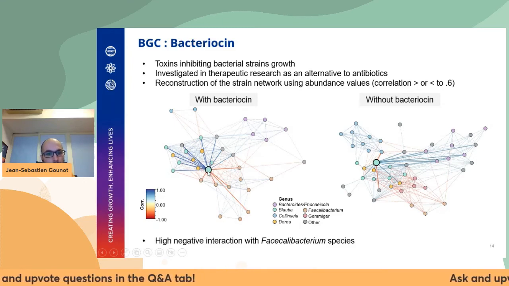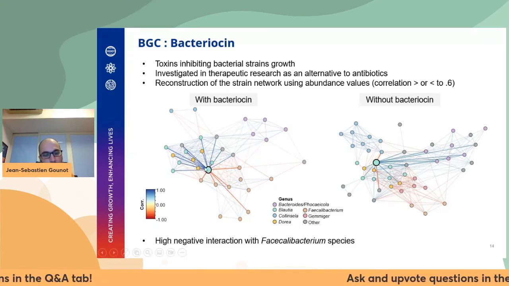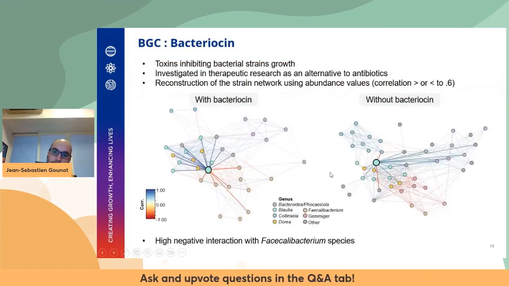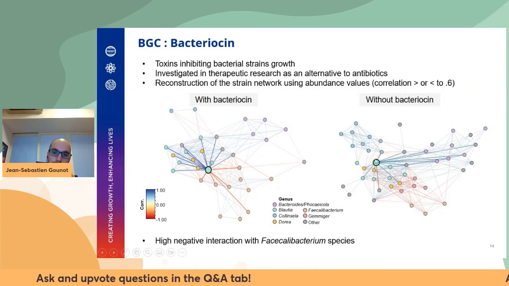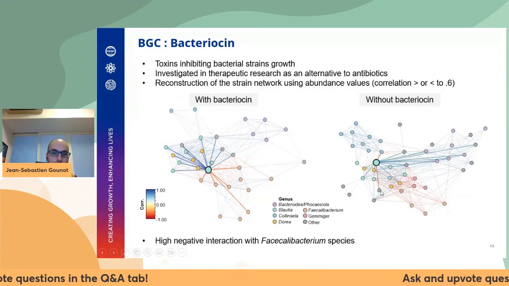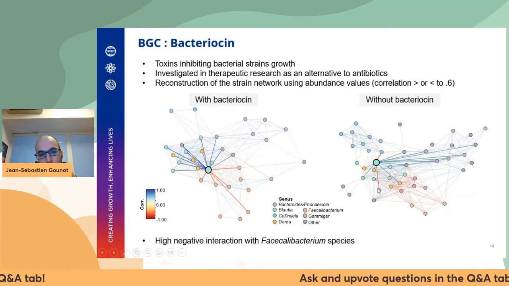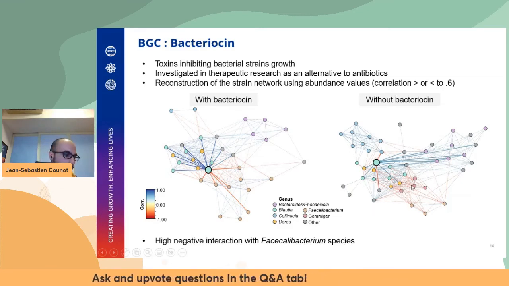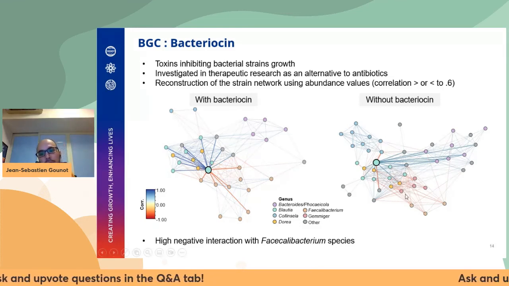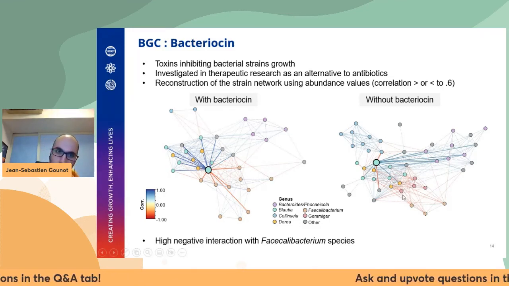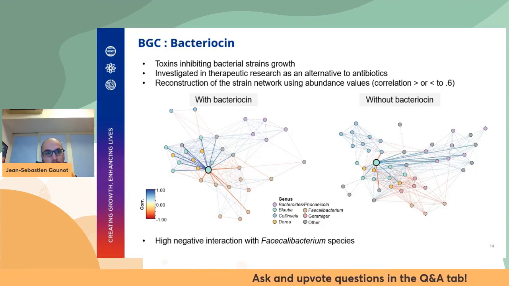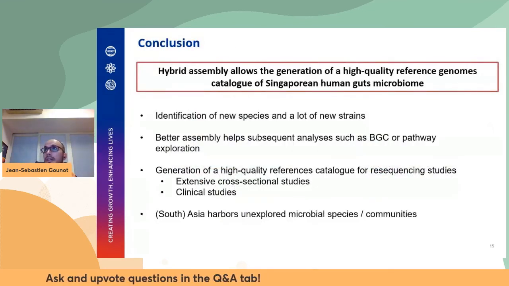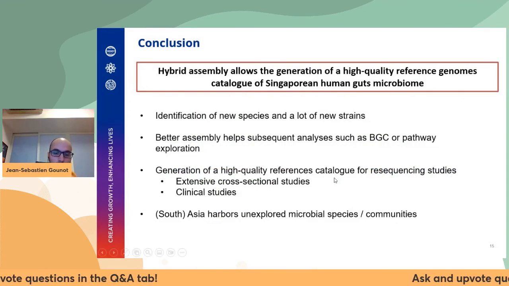So you have this Blautia species with the bacteriocin, and you can see the red link showing a very negative interaction with them. But if you have the same Blautia but without the bacteriocin, you don't see this negative interaction. So we hypothesized, we didn't confirm, but we hypothesized that this bacteriocin may have a very high impact on the microbial configuration in our community. So it's a very nice example of what we can find using this BGC approach. So I'm going to finish my talk with this.